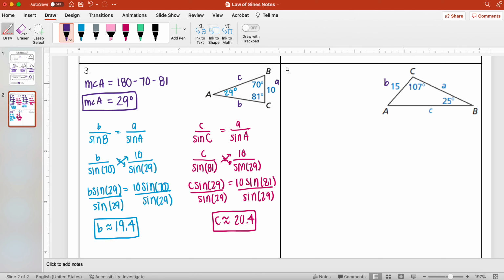And so I'm going to start with finding measure of angle A. And so measure of angle A is equal to 180 minus 107 minus 25. And so when I subtract those, 180 minus 107 minus 25, I get 48 degrees.